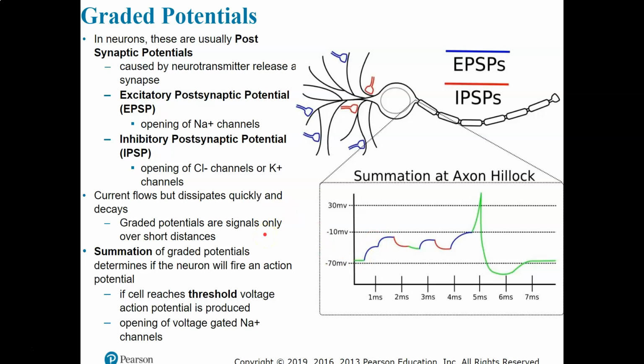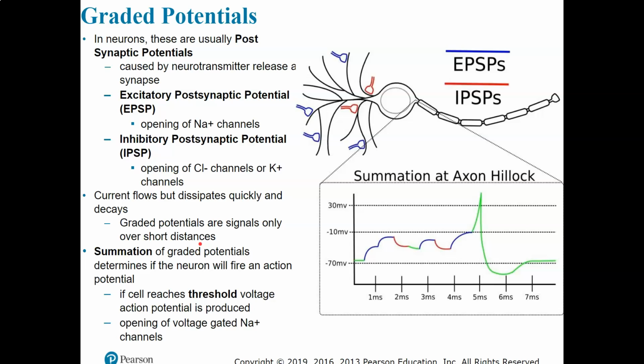In a graded potential, the current is going to flow. Remember, current is going to be the movement of charged particles, but it's not going to last long, and it's not going to spread very far. Graded potentials are only going to travel across short distances before dissipating.